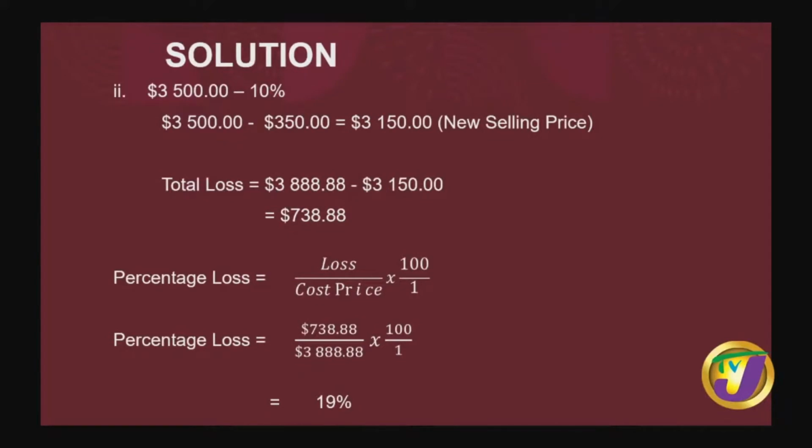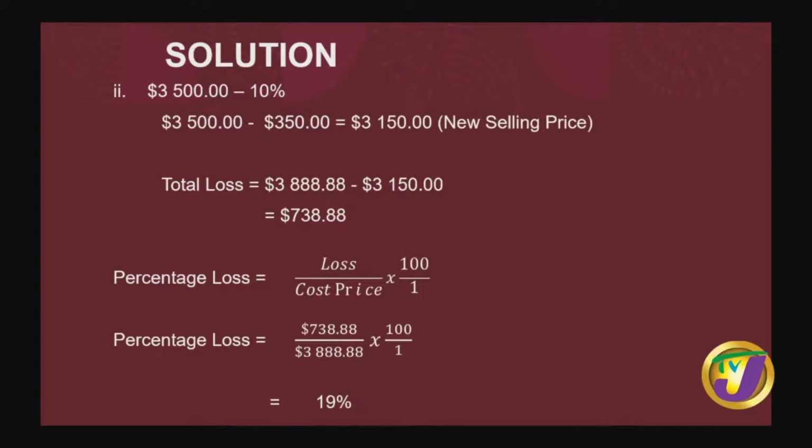So if we're calculating our loss percentage, again, we're focusing on our cost price. So in this case, the cost price of the pair of shoes was $3,888.88. And I'm going to divide my loss amount, which is $738.88, by that amount. So my percentage loss was 19%.